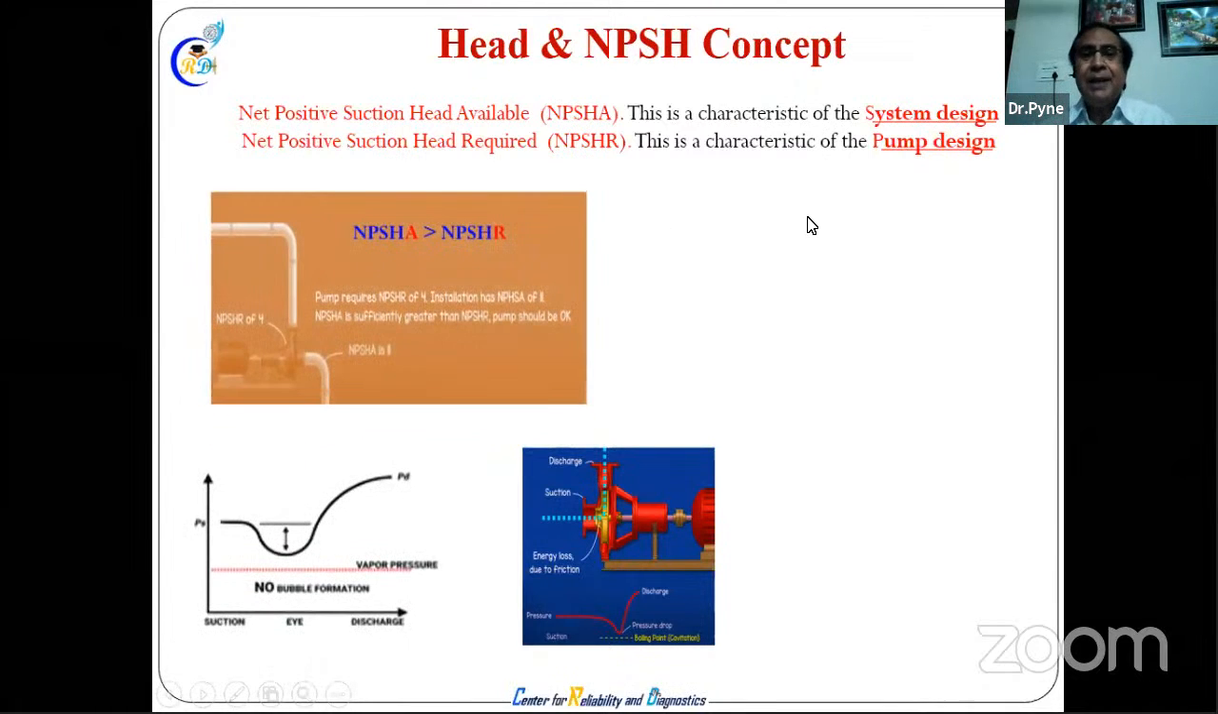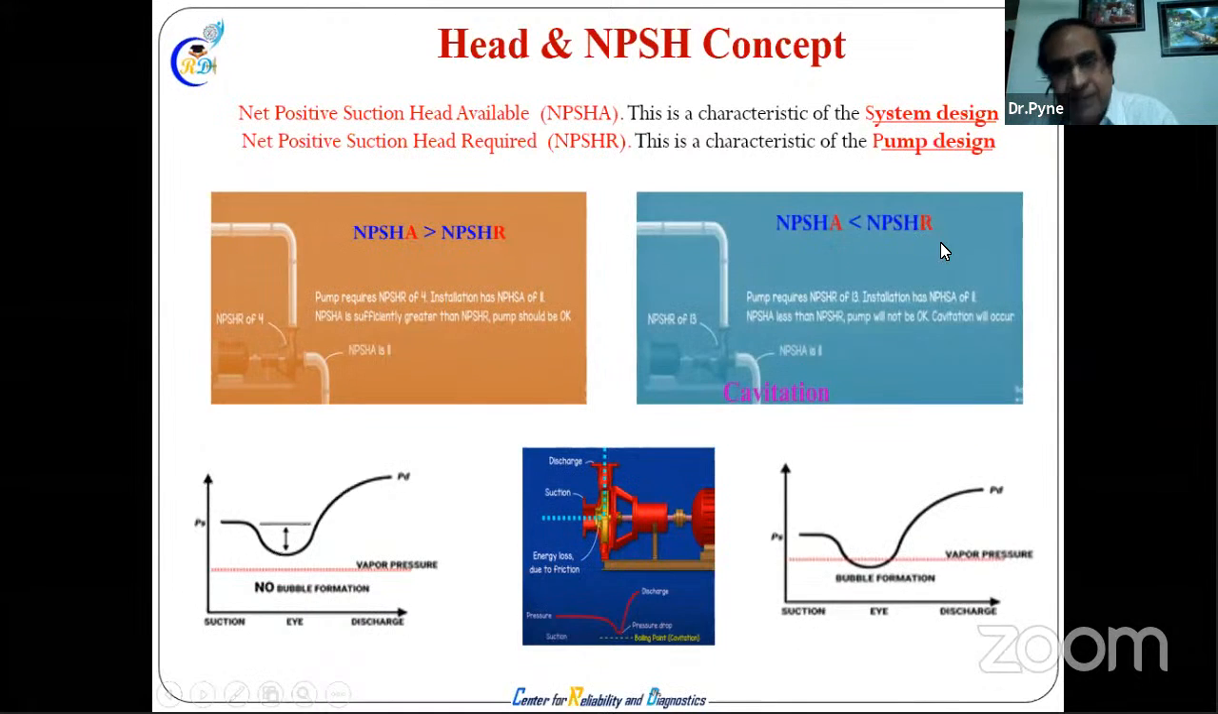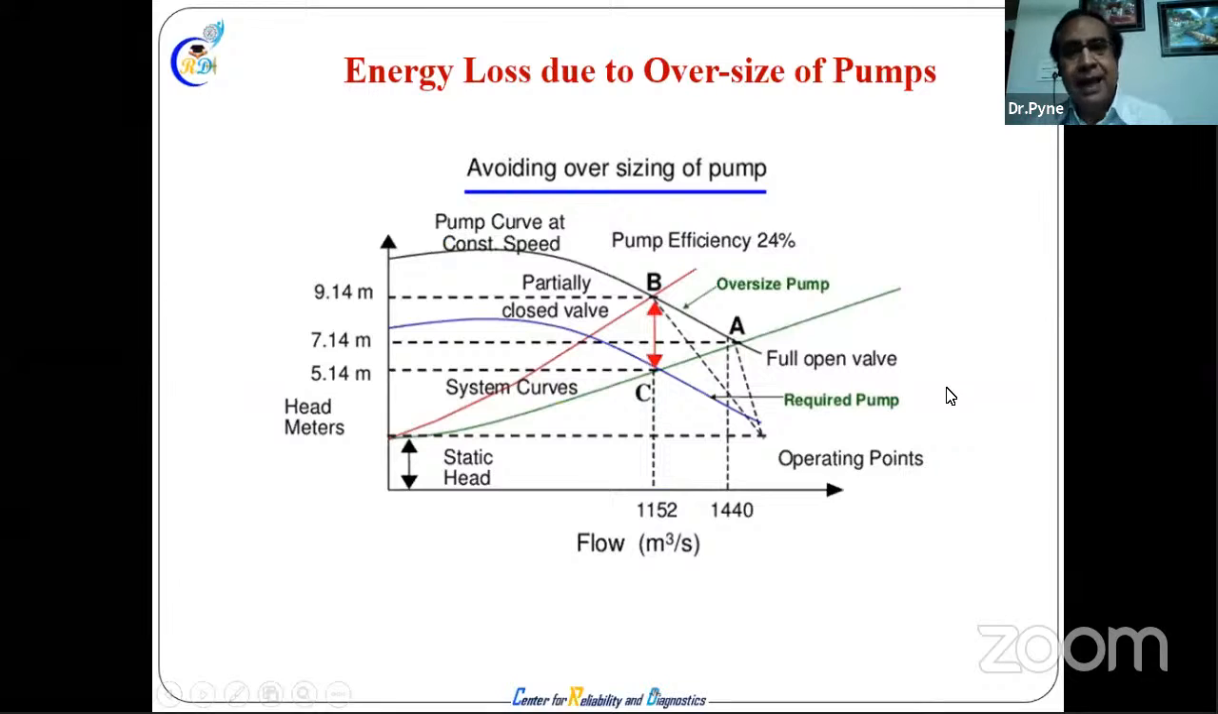So availability should be greater than the requirement to avoid cavitation, right? To avoid cavitation, this is the cavitation line. So to avoid cavitation, it should be up, and whenever it is less than that, it will go down, the cavitation bubble formation will occur, and it will affect the entire efficiency, and it affects energy also.